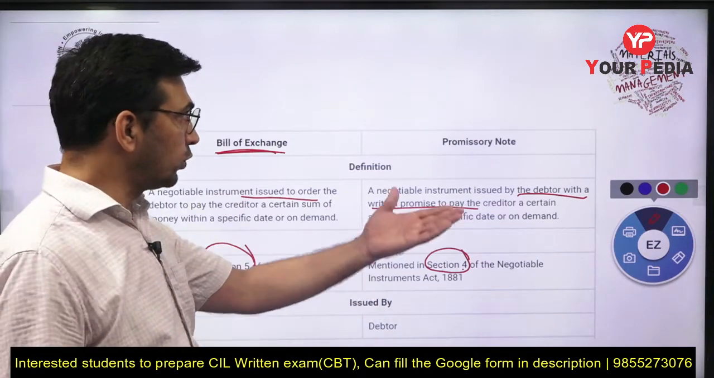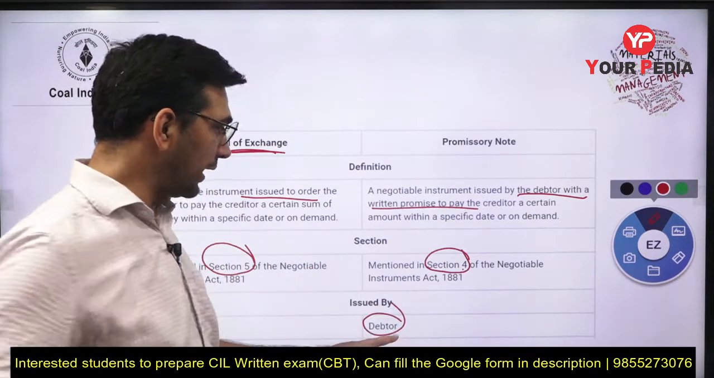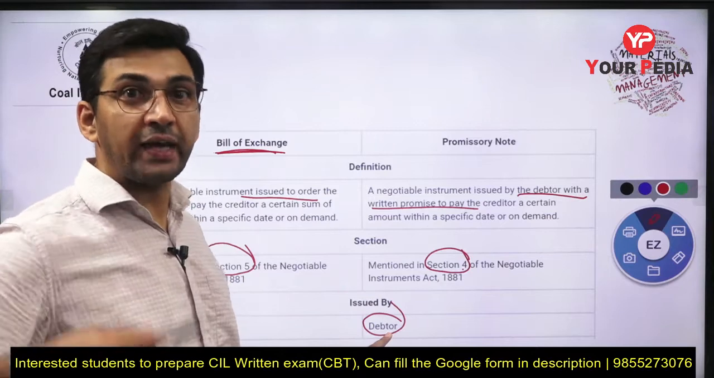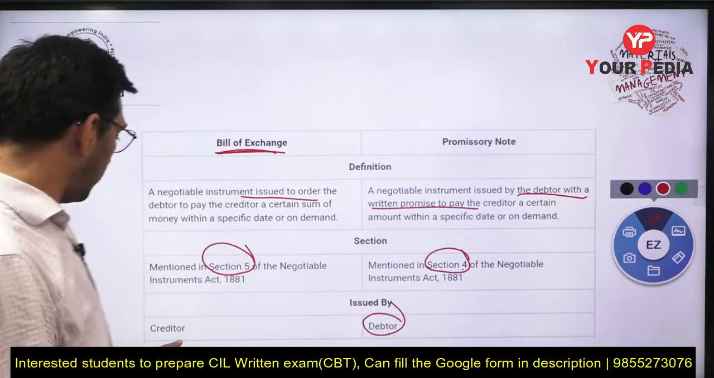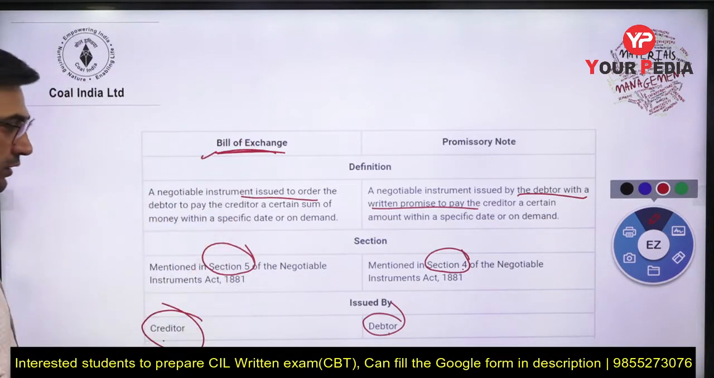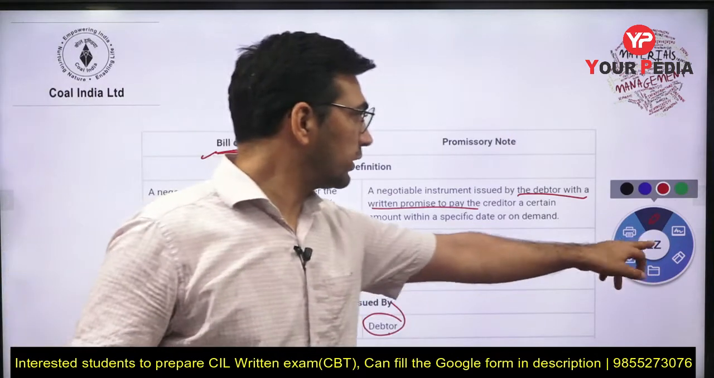Issued by, who is going to issue? Promissory note, you know, debtor. उधार लेने वाला कौन है? Buyer. Buyer is giving the promise. Whereas creditor issues the bill of exchange. Right? So that you know.